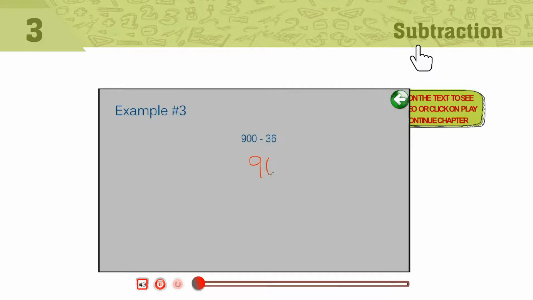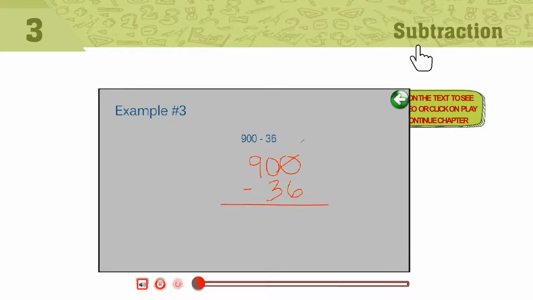900 minus 36. With this example, we have 2 zeros. So, let's rewrite the problem considering place value, to make sure we have them in the right positions. 900, and I am going to subtract 36. From the beginning, I am going to show you a trick. Whenever we have multiple zeros, sometimes this can be confusing to people.